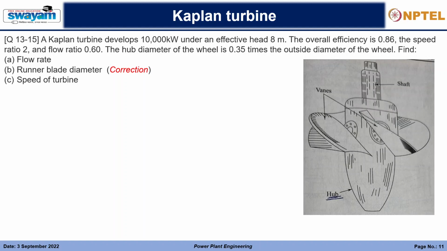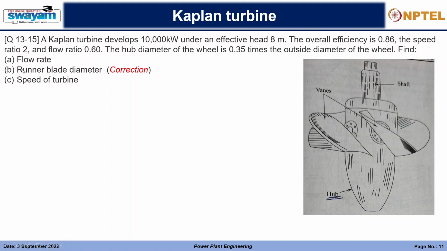Now let us talk about the assignment problem which was given related to the Kaplan turbine. Here questions 13 to 15 are also related to the Kaplan turbine, and the question states like this: the Kaplan turbine develops 1000 kilowatt under an effective head of 8 meter. The overall efficiency is 0.86, the speed ratio is 2, the flow ratio is 0.6, the hub diameter of the wheel is 0.35 times the outside diameter of the wheel. So we need to find the flow rate, the runner blade diameter.